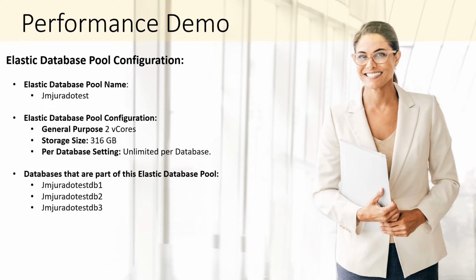We are going to test with the elastic pool that is called GM Jurado test. In this elastic pool, we have 2 vCores and the storage is 360 gigabytes right now. We don't have any limit in terms of resources for the elastic pool. And the databases that are part of this elastic pool are GM Jurado test DB1, DB2, and DB3.